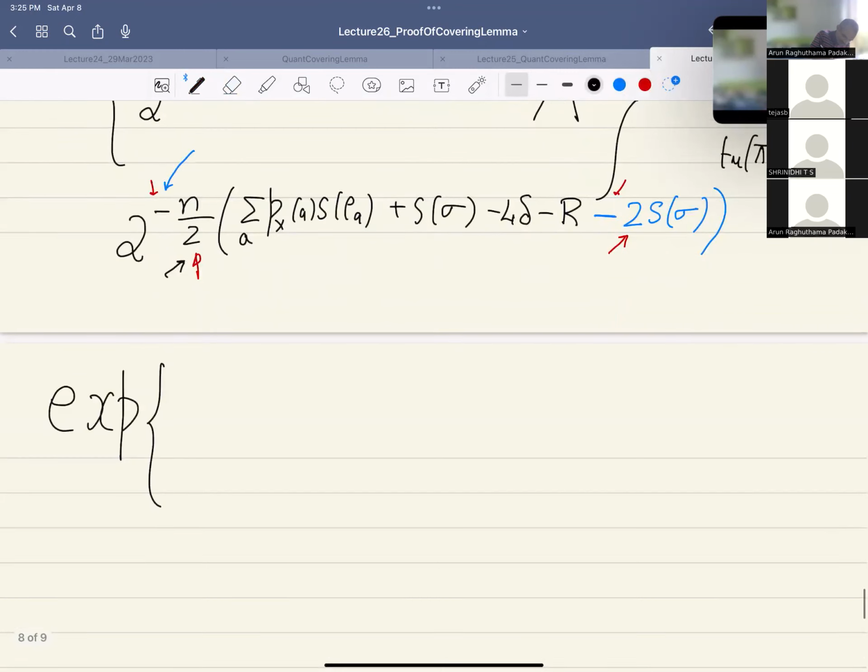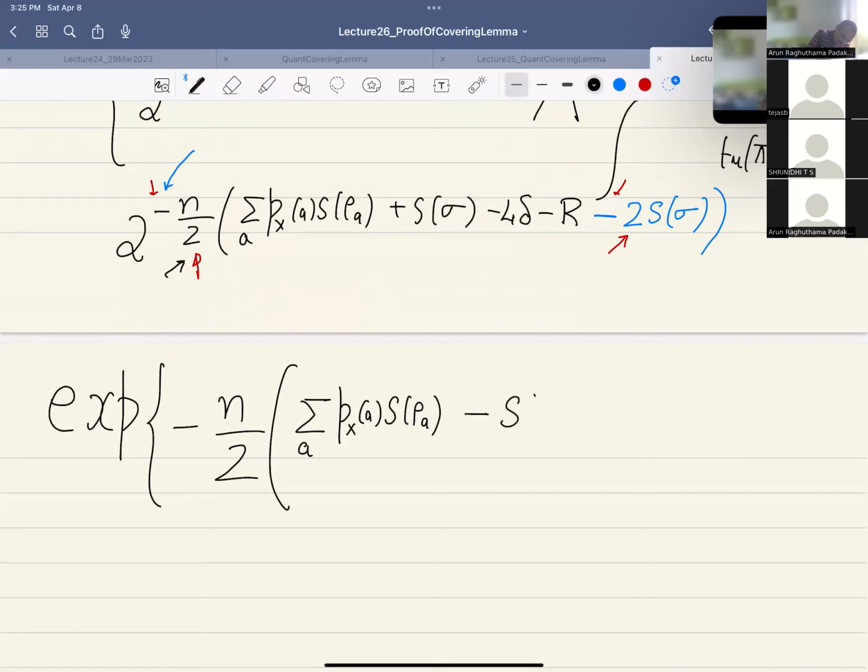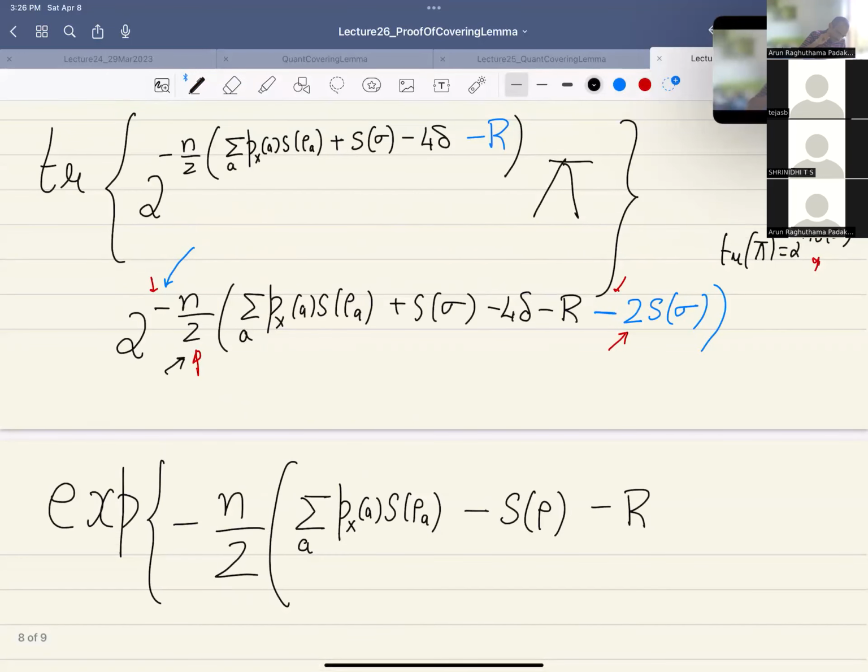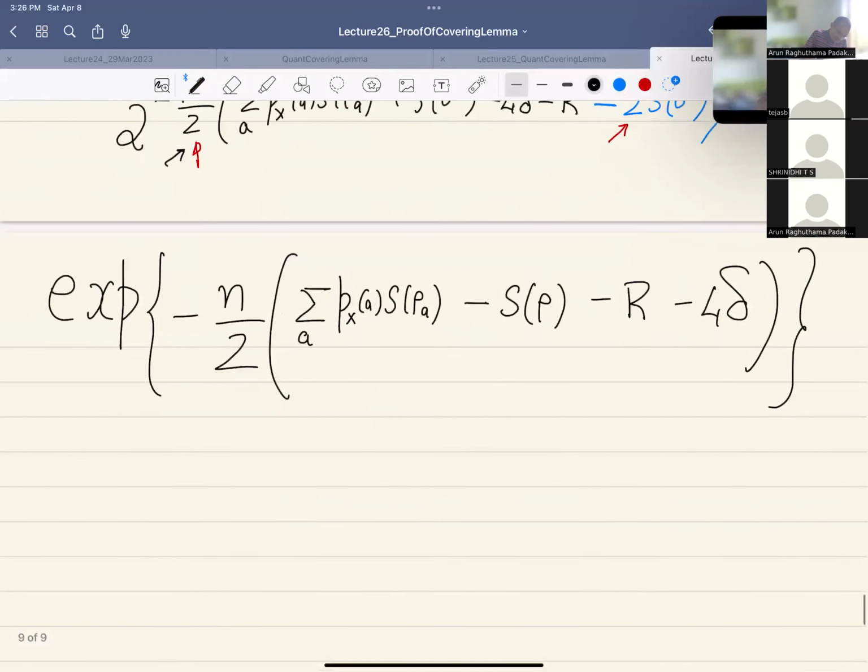Now we should not forget what we are after. So minus n by 2, A P x of A S of rho A minus S of rho minus R minus 4 delta. Agree?